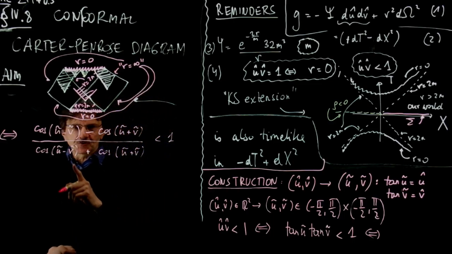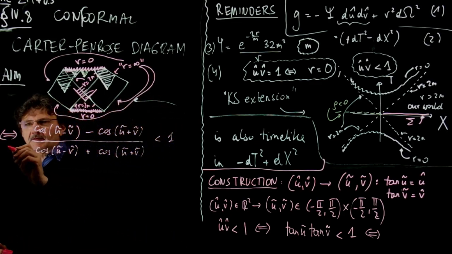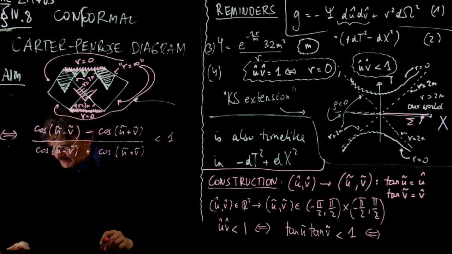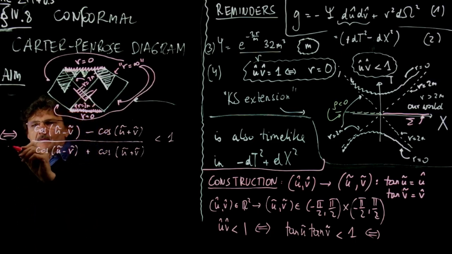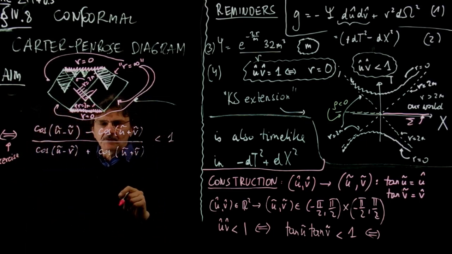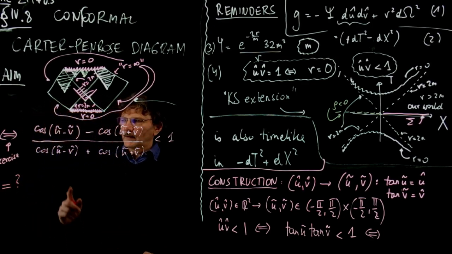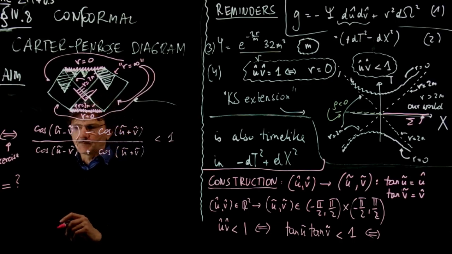Good. So maybe we should check this formula. It's not too difficult to check. Maybe I leave it to you as an exercise. How much time do we have? Let's see if we have some time left at the end. We might do this, but for the moment, let's leave it as an exercise. And let's look at the equality case. So this is equal to 1.